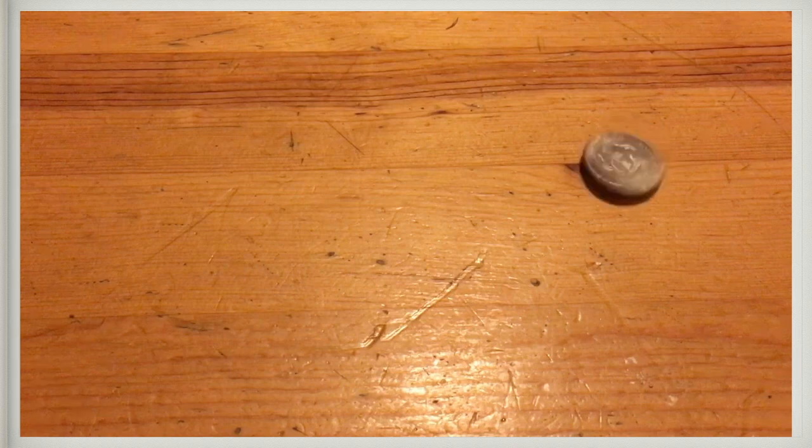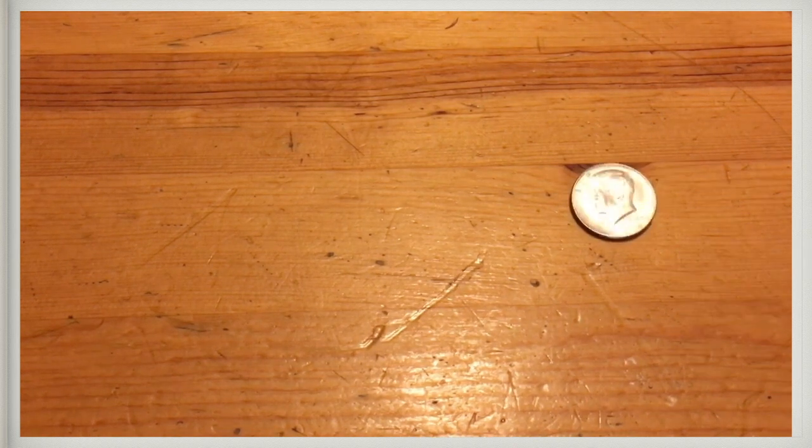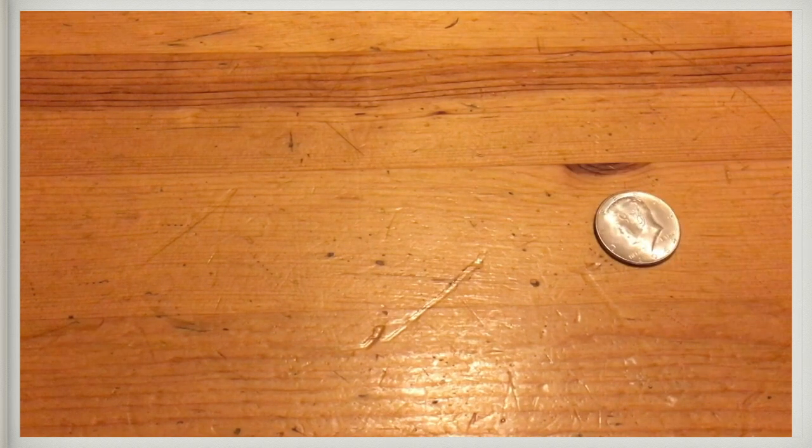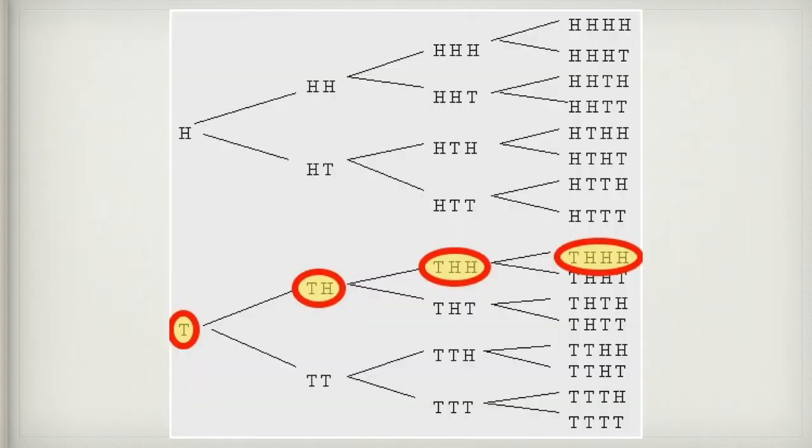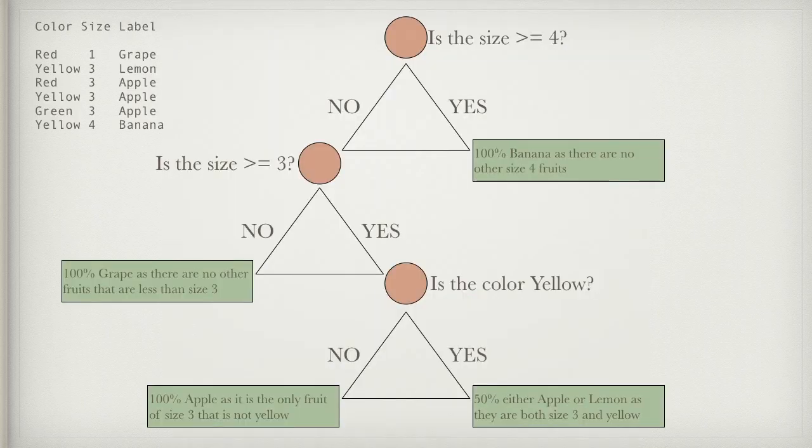The first one is tails, then heads, and finally heads. So we had tails, heads, heads, heads, and putting it back onto that other decision tree, there it is: tails, then tails and heads, then tails, heads, heads, and then tails, heads, heads, heads. That would be the classification rule, if you will, of those 4 coin tosses.